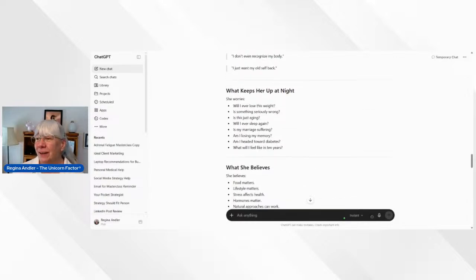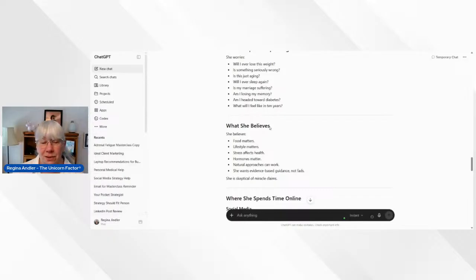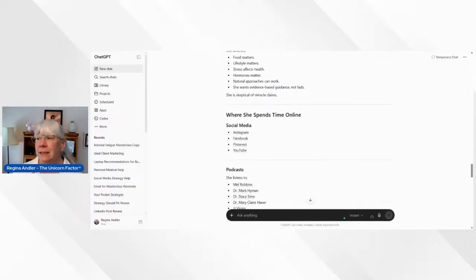What keeps her up at night? Will I ever lose this weight? Is it just aging? Will I ever sleep again? Is my marriage suffering? What will I feel like in 10 years from now if I feel like this now? What she believes: food matters, lifestyle matters, stress affects health. She knows all this stuff. She's not starting from scratch. In this particular case, for this ideal client, this is a perfect ideal client avatar.